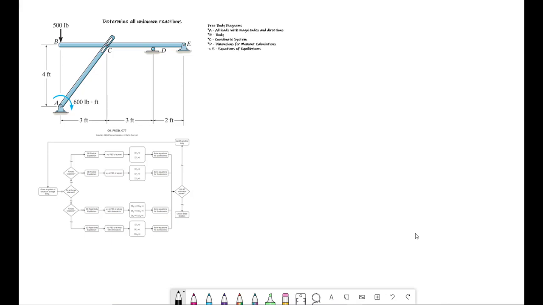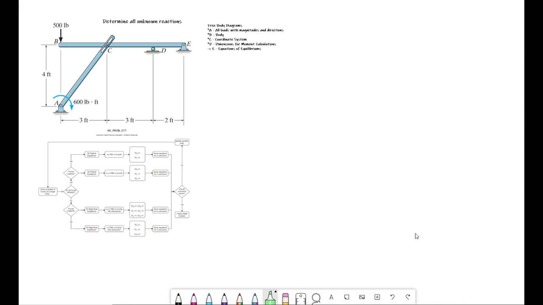For example, AC here has an applied moment, so that's clearly a multi-force member, and BDE here also has forces applied at B and D and E, making it a multi-force member. So we have a frame because there's no motion, it's meant to be static, and there's multi-force members.